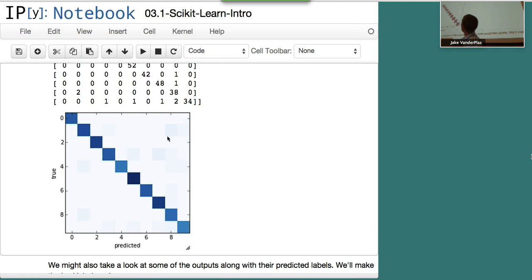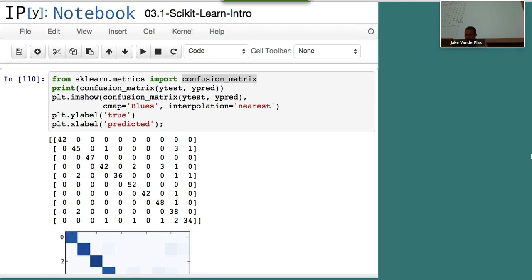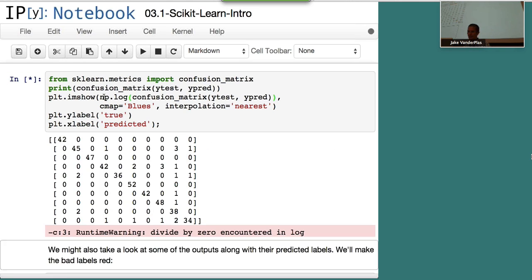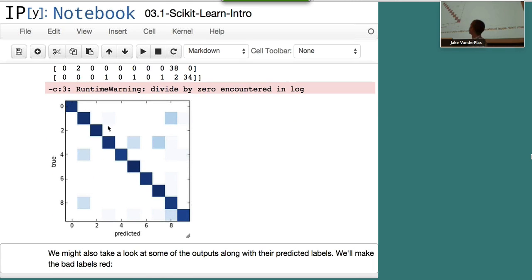Can you guys see that there's any off the diagonal? We can't really see that. Let's make this a log of the image and see if that works better. Yeah, now we can kind of see where these off diagonals are.